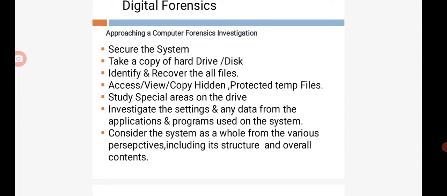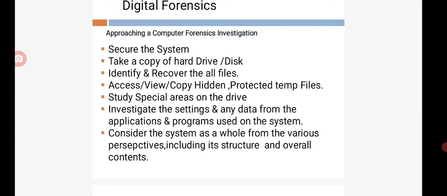So the first thing is secure the system. Secure the system means what? Protect it from tampering during the operation. Second one is take a copy of a hard drive if applicable and appropriate. Identify and recover all the files.